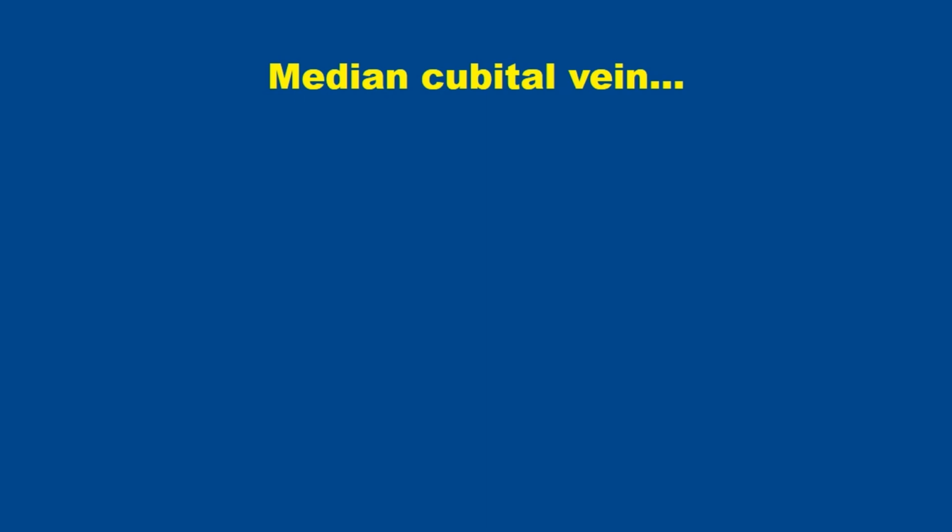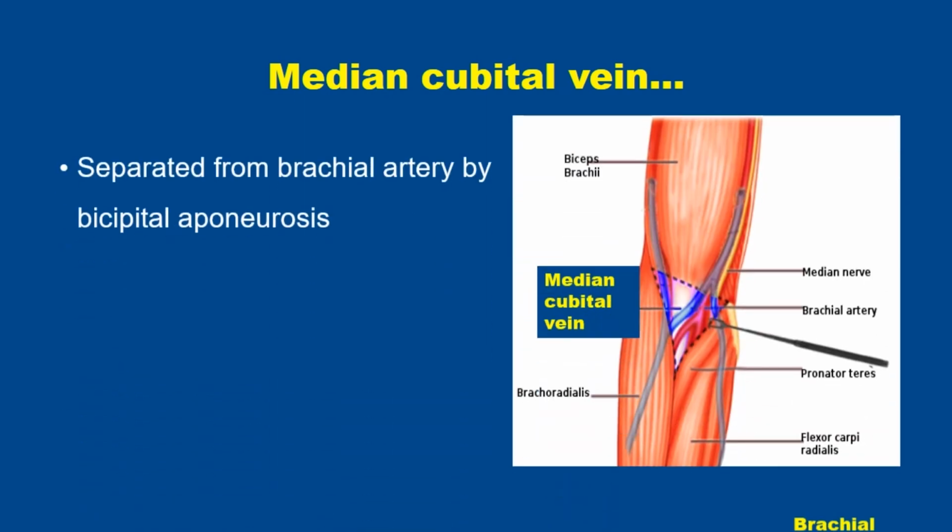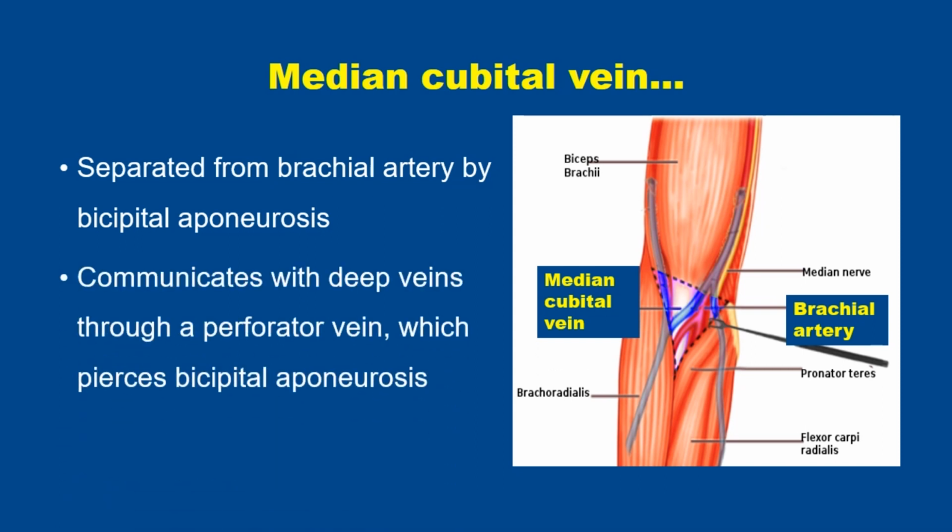Now the medial cubital vein, which is separated from the brachial artery by the bicipital aponeurosis. Here we can see this is the medial cubital vein which is separated from the brachial artery by the bicipital aponeurosis. It communicates with the deep veins through a perforator vein which pierces the bicipital aponeurosis. So it is used in venipuncture.